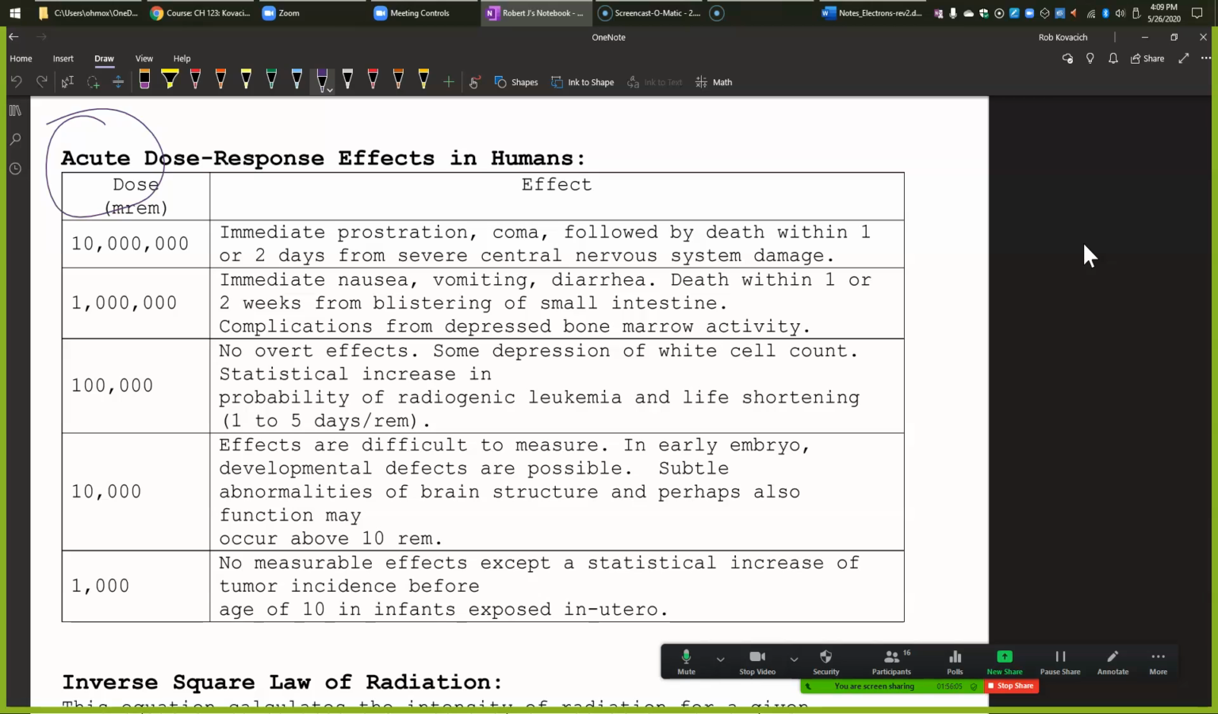Okay, so what happens if I increase this by a factor of 10? So I go from 1,000 up to 10,000. Again, there's no effects. You're not seeing any of this stuff. But again, if this happened as an embryo, there's going to be an increased chance of having abnormalities.